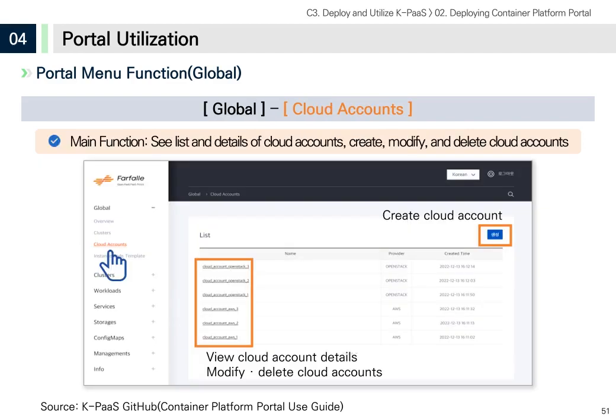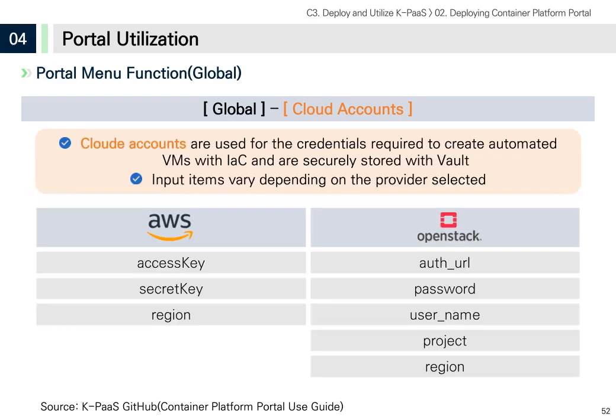Next is the cloud account from the third sub-page of the global menu. On this page, you can see a list of your cloud accounts, view individual details, and create, edit, and delete cloud accounts. Here, the cloud accounts are used for the credentials needed for automated VM creation through IAC, and are stored securely through Vault software.